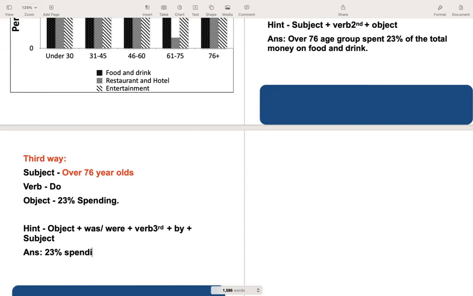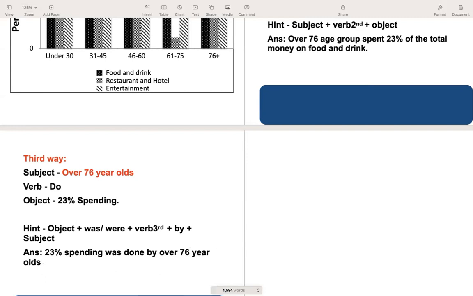23% spending was done by over 76-year-olds. You're leaving something. Write that. Spending was done by over 76-year-olds on food and drink. So is it clear?